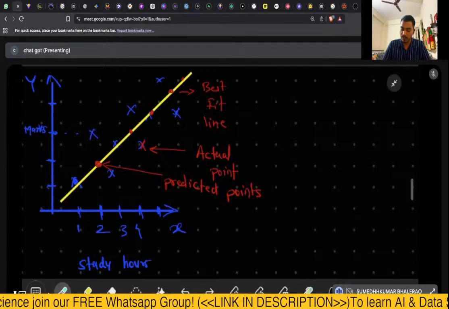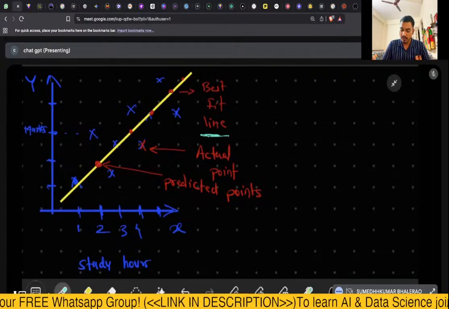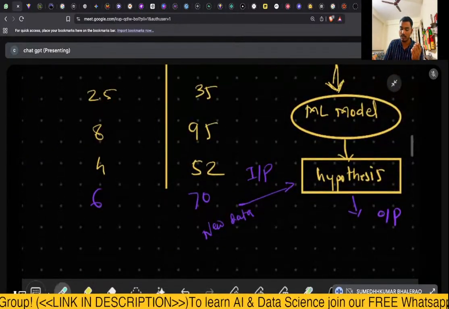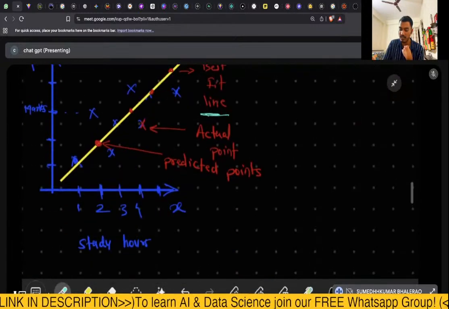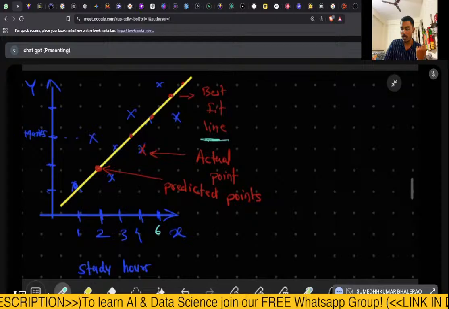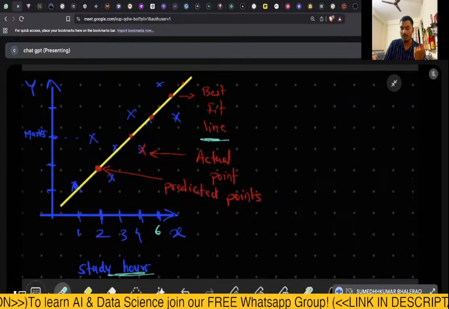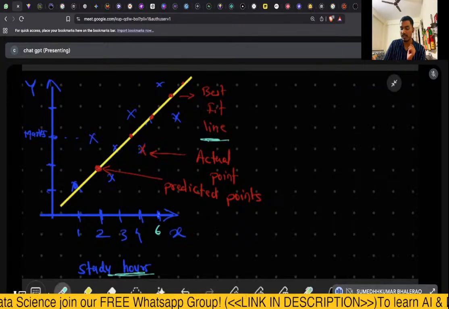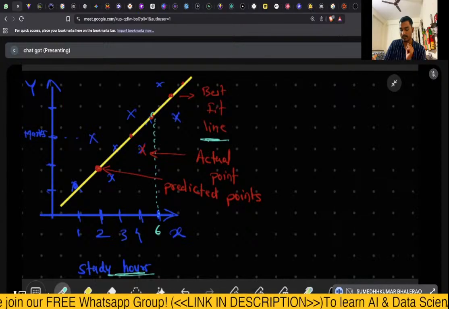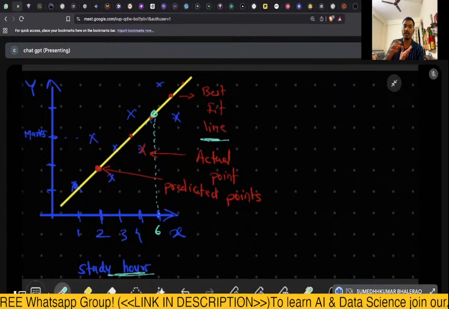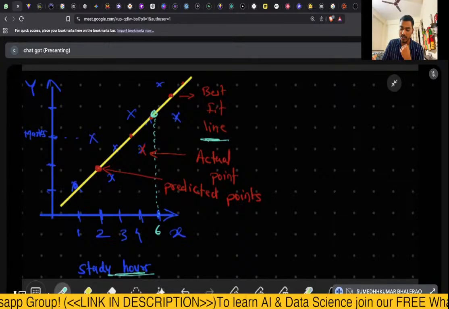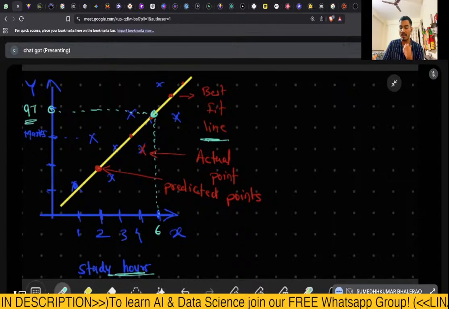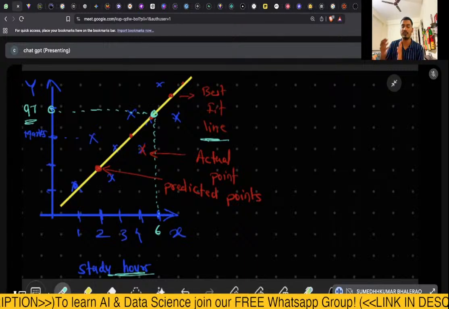Since we have drawn this best fit line, whenever you give new data, right? We talked here about new data. So let's say you gave 6 years. Now you ask how many marks a student will get for 6 hours of study. So what does our model do? Our model will check on this best fit line, and it will cross check the point which is here. For example, here 97 marks are there, and then it will give you the output as 97 marks.